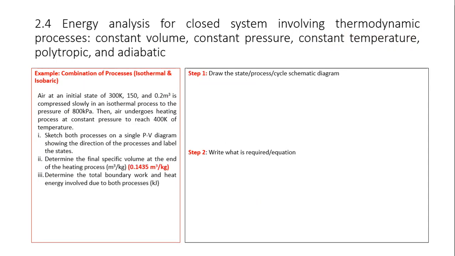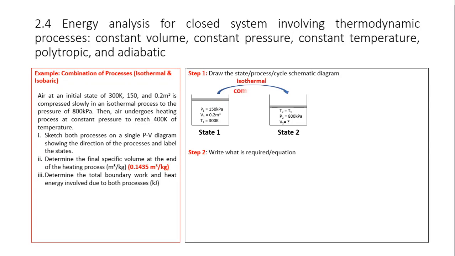Now, the third example here involves a combination of two processes. You can pause to read and understand the question properly. Please do not be afraid if there is more than one process involved. Treat each process individually and be careful with the states involved for each process. For step 1, since there are two processes, state 1 and state 2 are for the first process, while state 2 and state 3 are for the second process. Please try to draw and label the given schematic diagram.